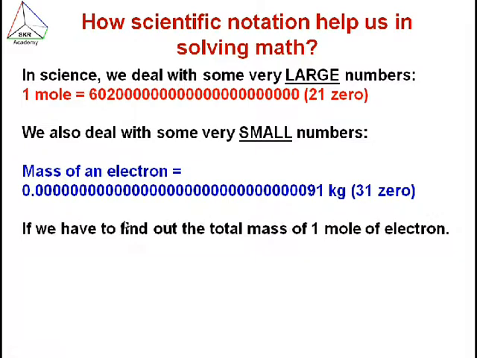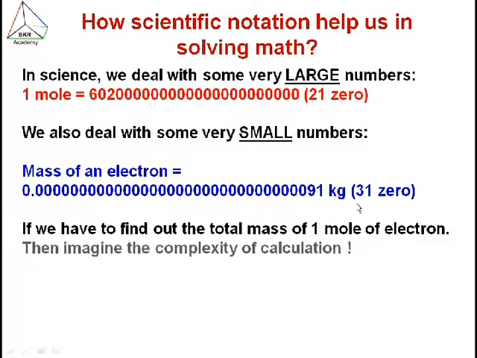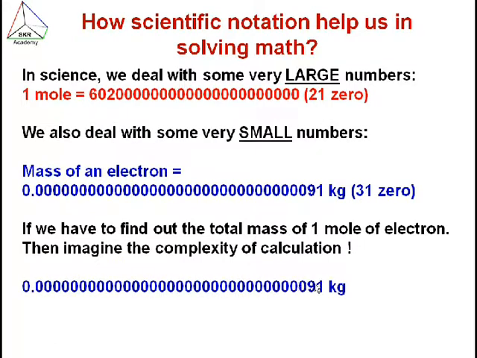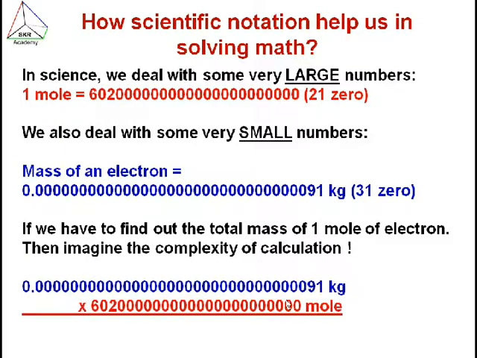And now if a question is asked to find out the total mass of 1 mole of electrons, then think of the complexity of the calculation, how difficult it is to calculate the mass of 1 mole. So basically we have to multiply the mass of one electron, which is 9.1 times 10 to the power minus 31 kg, with the 1 mole value, and then how will we manage all these zeros? So at this point scientific notation comes into place and helps our math.